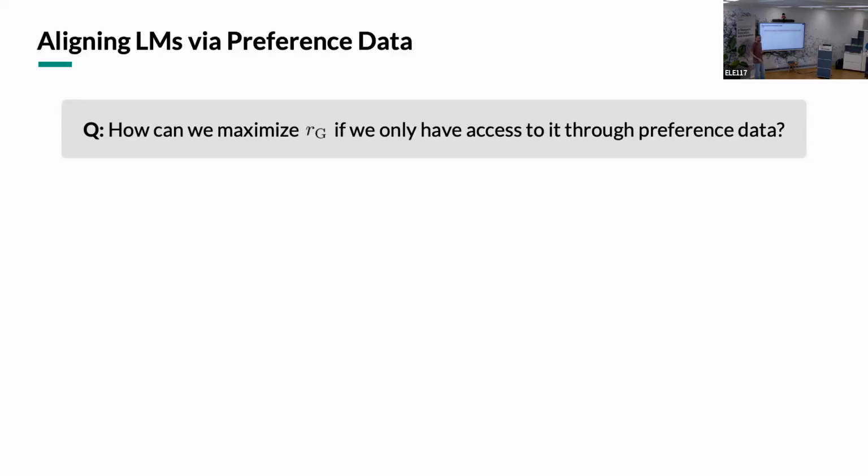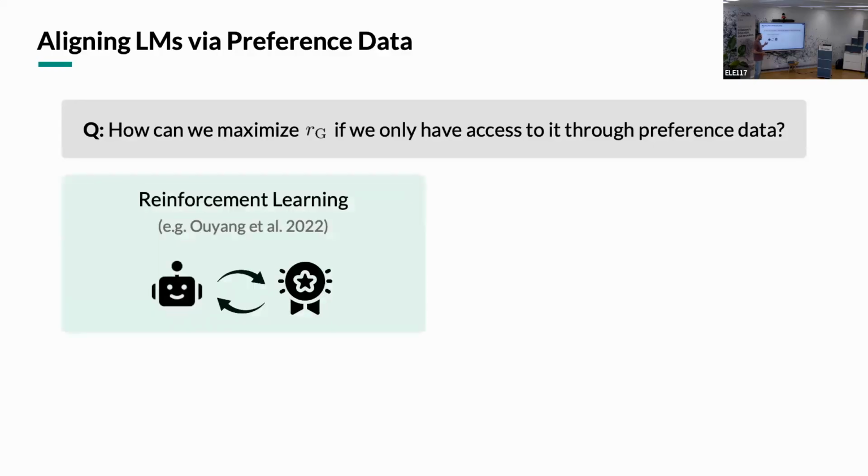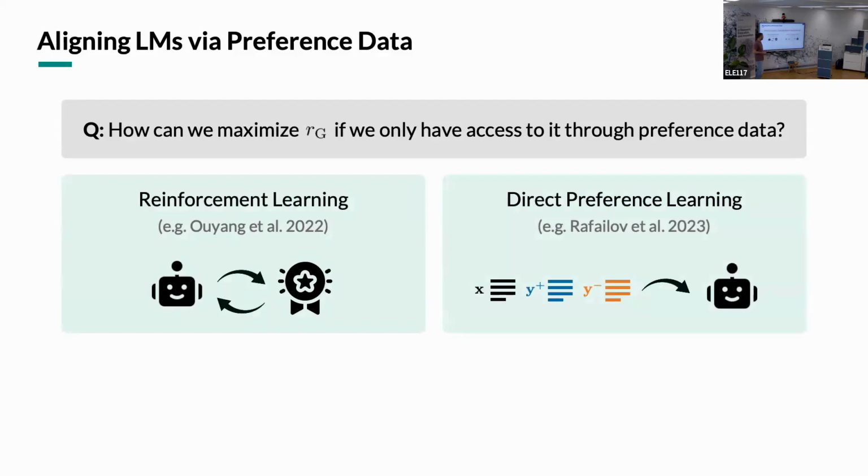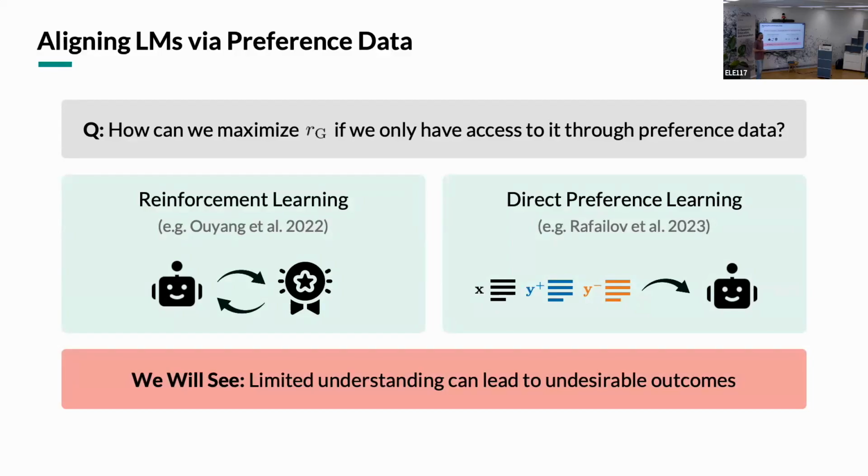In the context of language models, there are two dominant approaches today. The first is based on reinforcement learning. And the second is a more direct approach of learning based on preference data. And we're going to cover both of them. And as we're going to see, their limited understanding can lead to undesirable outcomes.